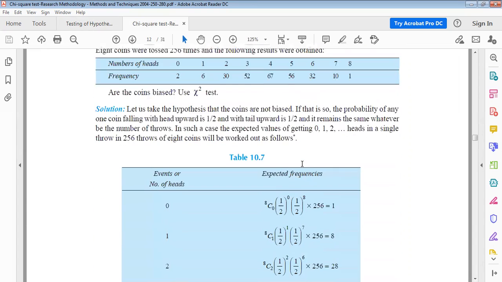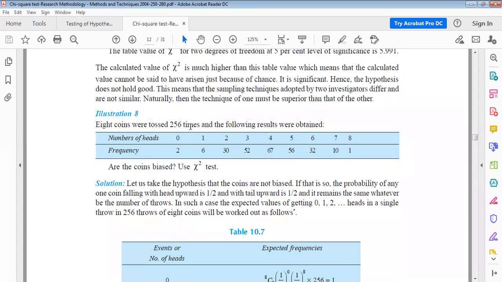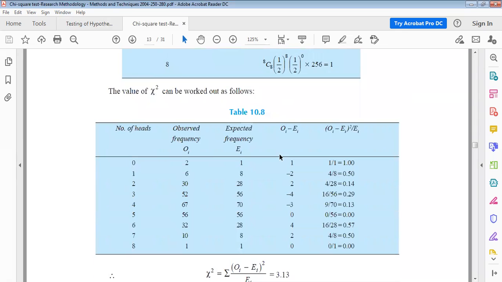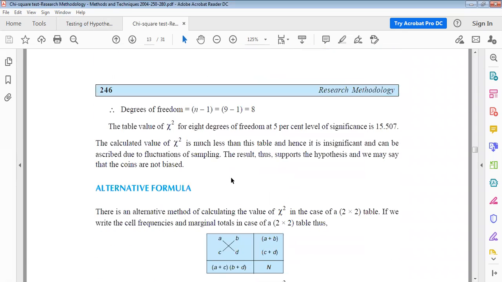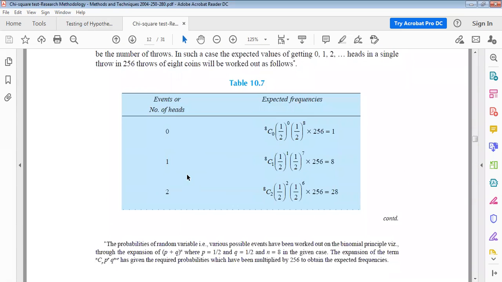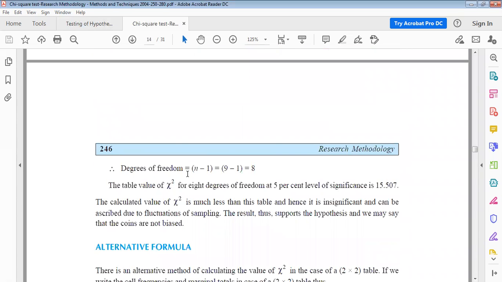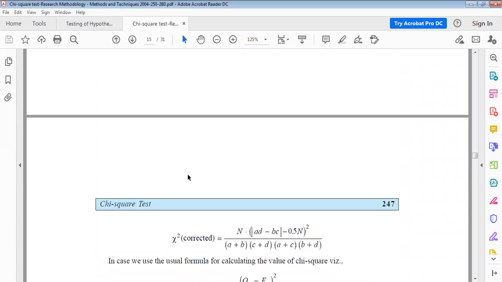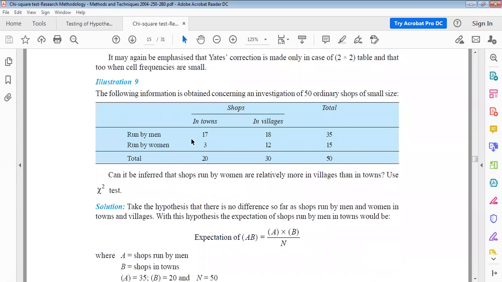There is another example for this, using 256 times. Okay, you have coins tossed. Okay, 8 coins are tossed. Using this you can calculate this. I have solved these types of examples. Okay, this will be homework for you. Example 8, illustration 8, of course. Now this is also illustration 9.